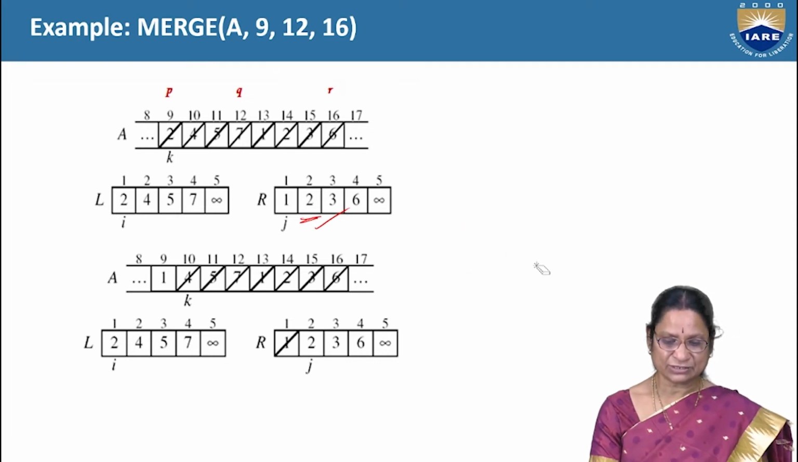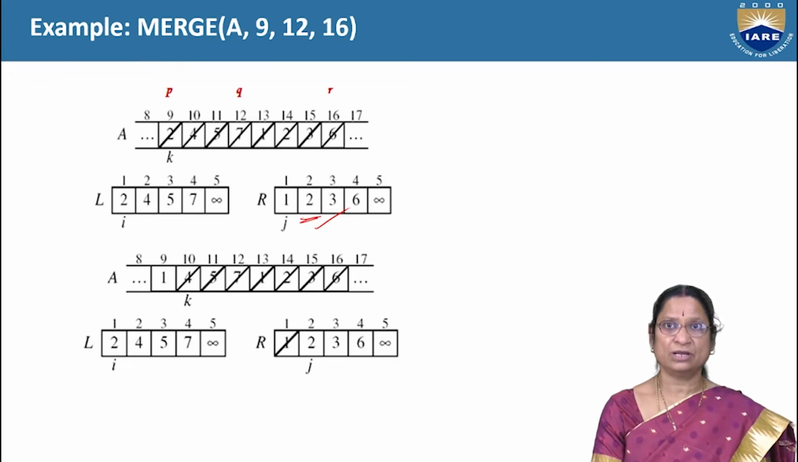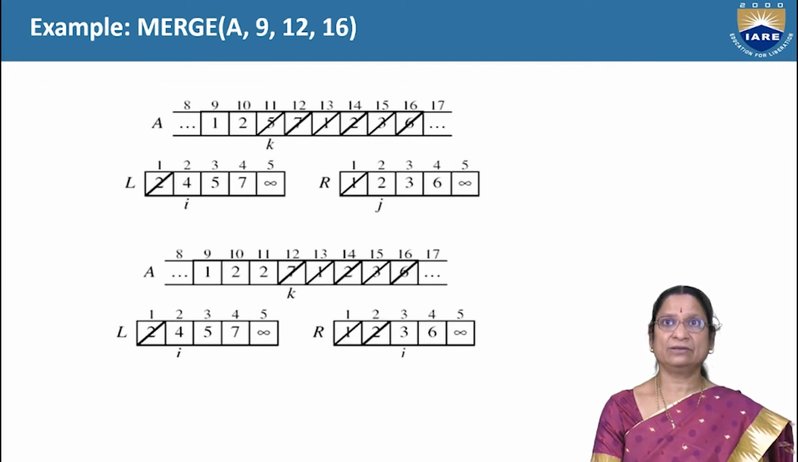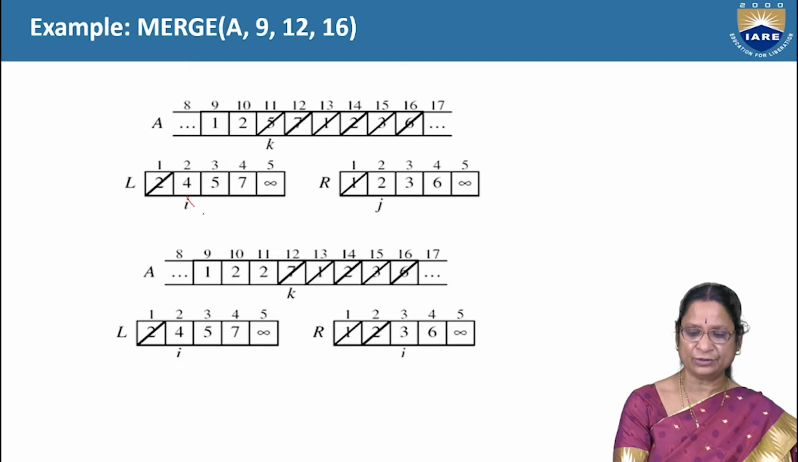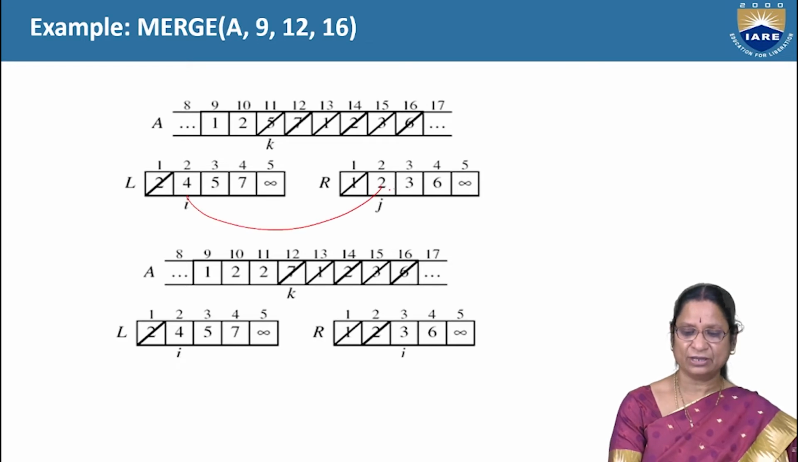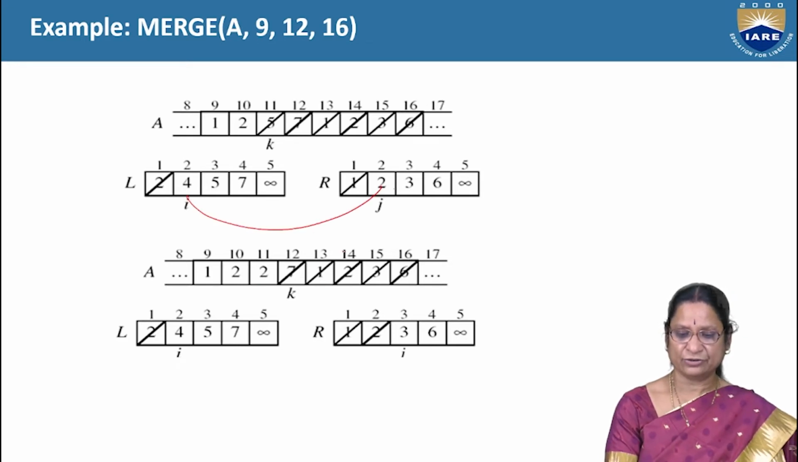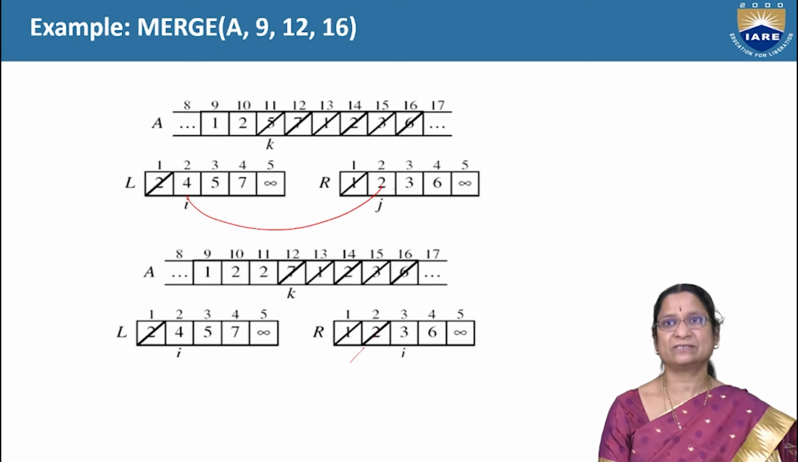What are the remaining elements? 2, 3, 6 here. So I have to compare the I value, which is 2, with the jth value, which is 2. We compare the I value and the jth value, and the leftmost value 2 is there. I am going to copy that into the original list and cross it. Now the I index is the second element, which is 4, and 4 and 2 are compared. 2 is the lesser value, so it is copied into the outer one. So 2 is struck off in the sublist.